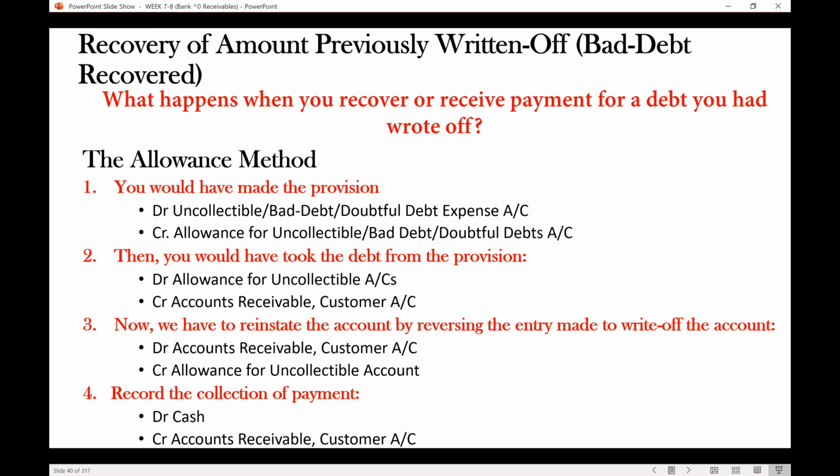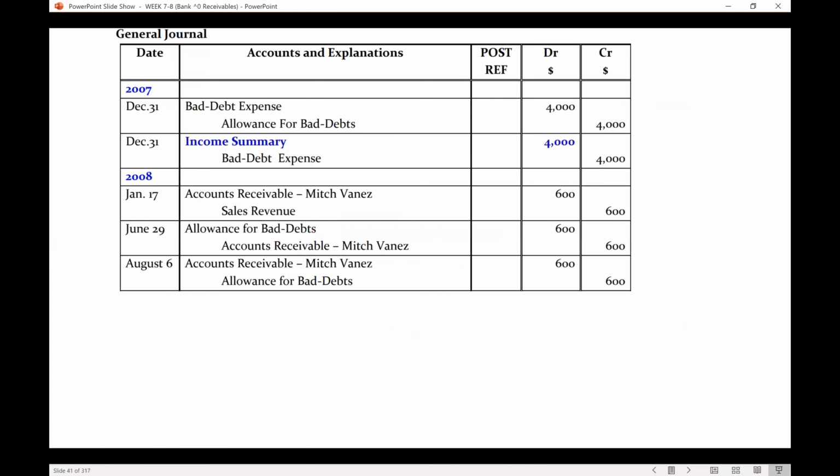So to bring back the account to its rightful stage of Mitch owing you, you have to reverse this. You had debited allowance, so to reverse it, you have to credit allowance. And you would have credited accounts receivable, so to reverse it, you have to debit accounts receivable. So that's the first entry in this case. But remember, he paid you. So you now have to record the collection of cash, the collection of payment. And that is simple. Somebody that owed you paid you cash. What's the entry for that? Debit cash, credit accounts receivable, the customer account.